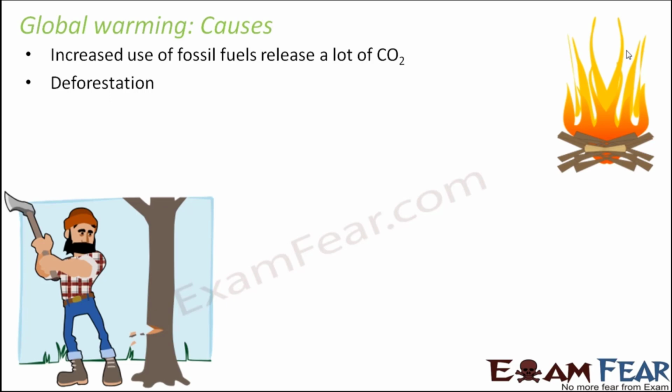Deforestation, cutting down so many trees. What's happening? So what do trees do? Trees take up carbon dioxide for photosynthesis. So they basically utilize carbon dioxide from the atmosphere. But if there are no trees, what will happen? There is nobody who is utilizing the carbon dioxide for photosynthesis. So all the carbon dioxide will accumulate in the atmosphere. So again, the same thing will happen. The amount of carbon dioxide will increase. Too much excess of carbon dioxide will be there in the atmosphere, therefore the greenhouse effect will increase.